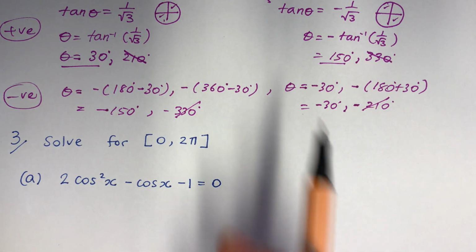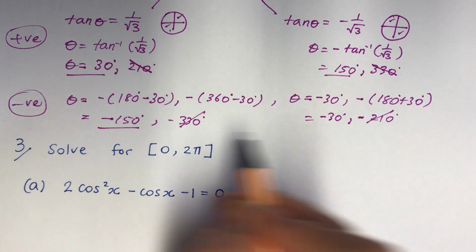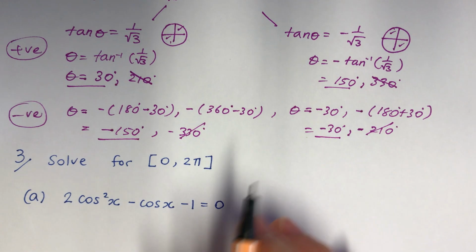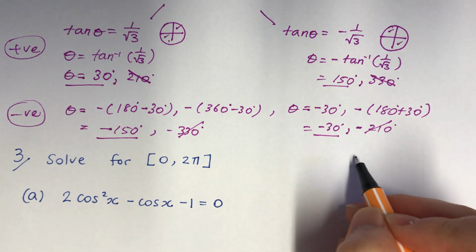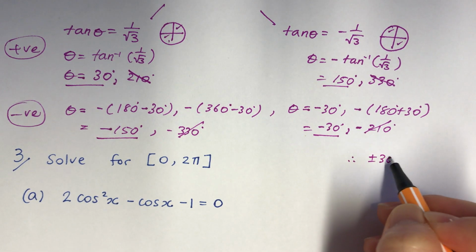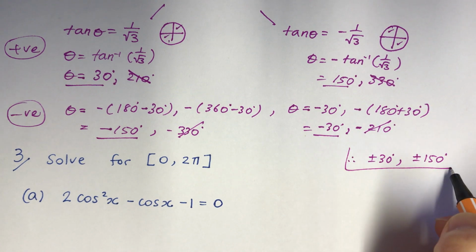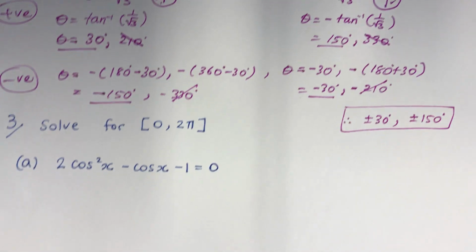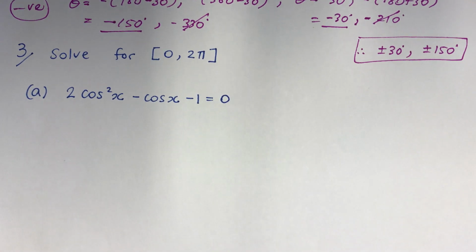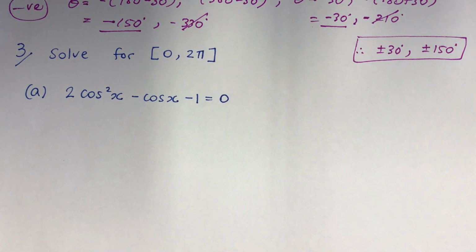Okay, so all I've got here is this. So the final answer will be plus minus 30 degrees, also plus minus 150 degrees. Okay, so that's what it is. All right, that was a bit tricky, but I hope that you understood, and watch more than once.